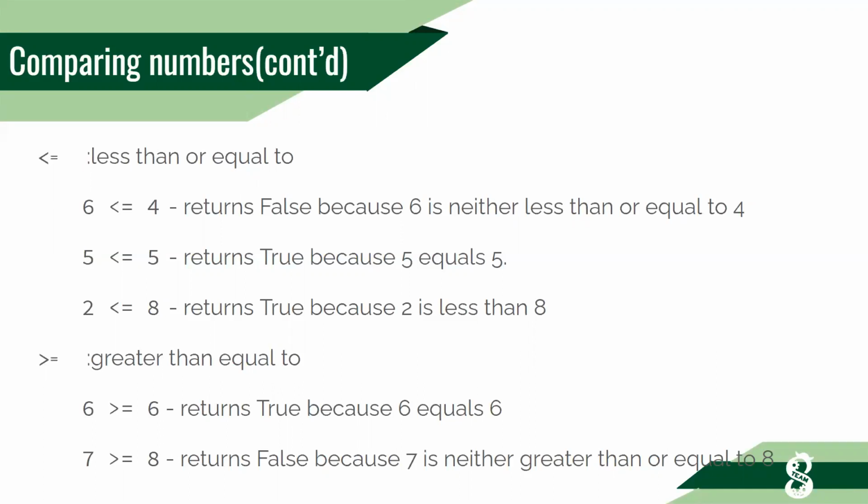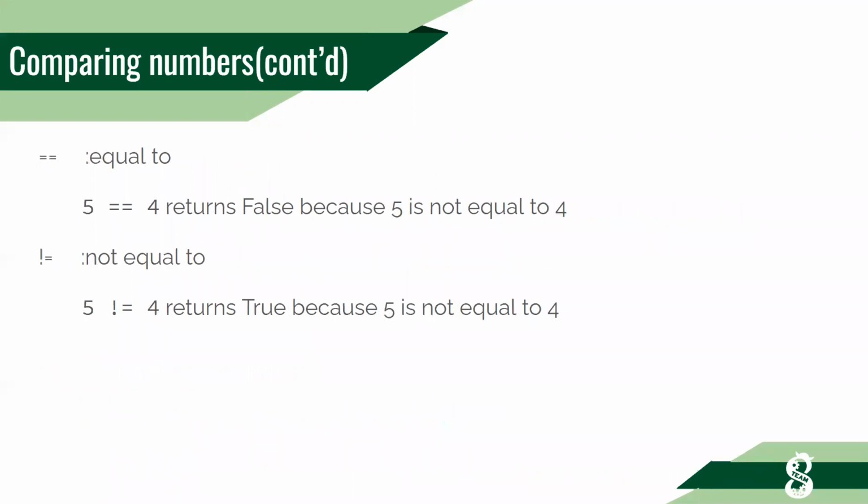The greater than or equal to operator functions the same way, except instead of less than, you have greater than. So 6 is greater than or equal to 6 returns true because 6 is equal to 6. 7 is greater than or equal to 8 returns false because 7 is not greater than or equal to 8. But if it was 9 is greater than or equal to 8, it would report true because 9 is greater than 8.